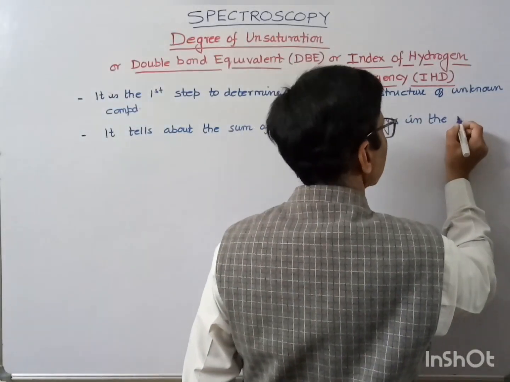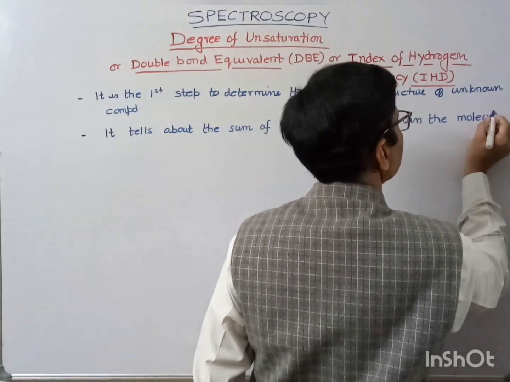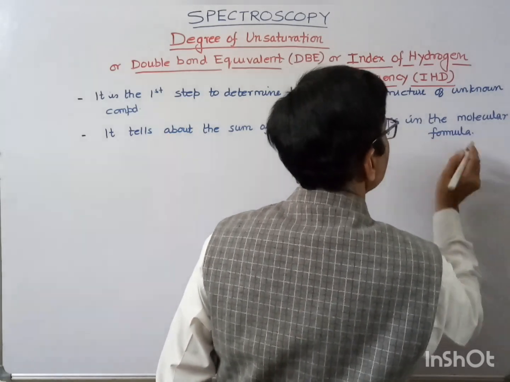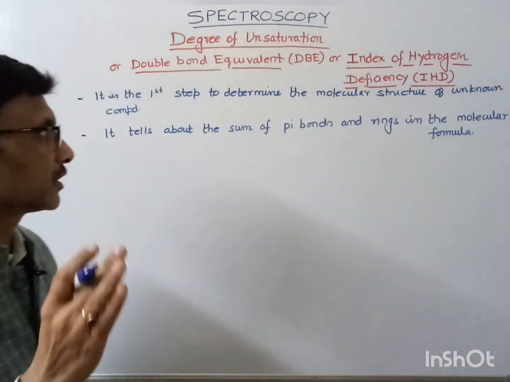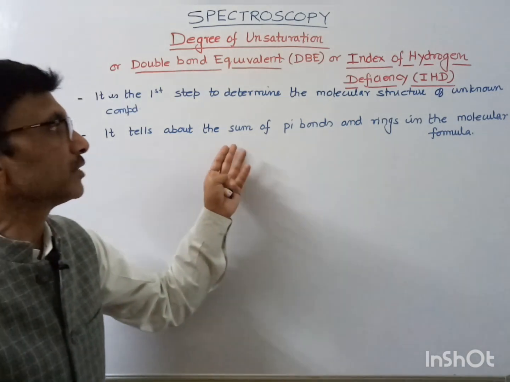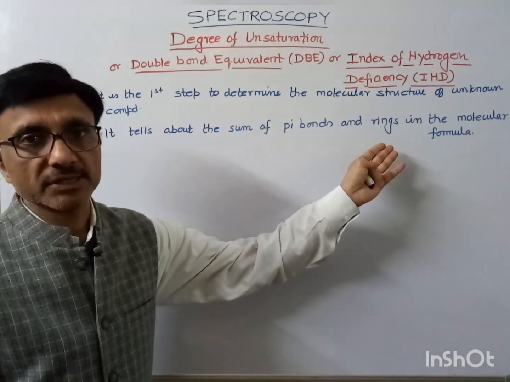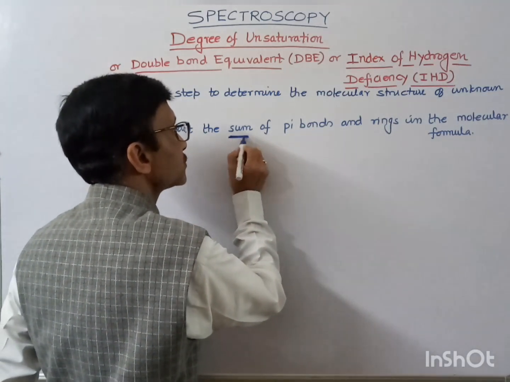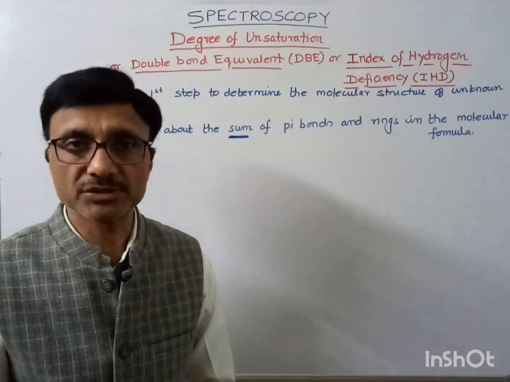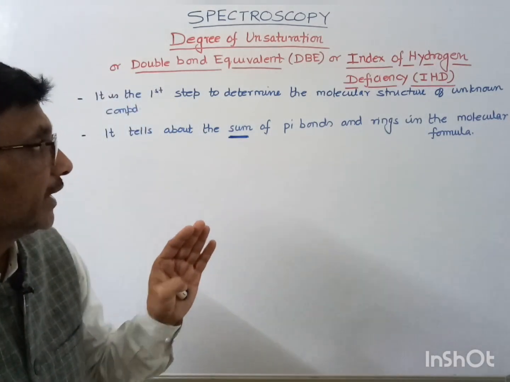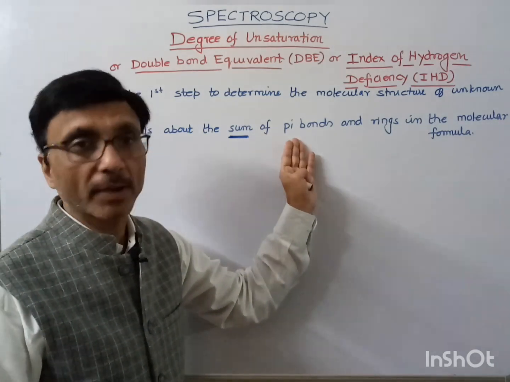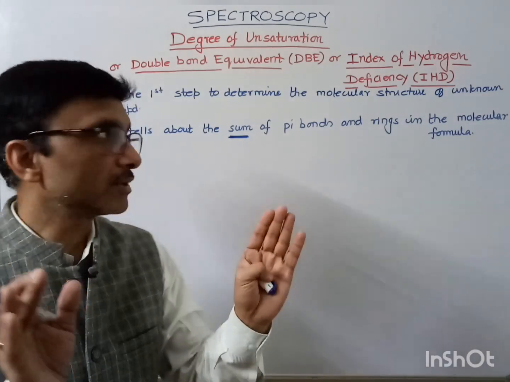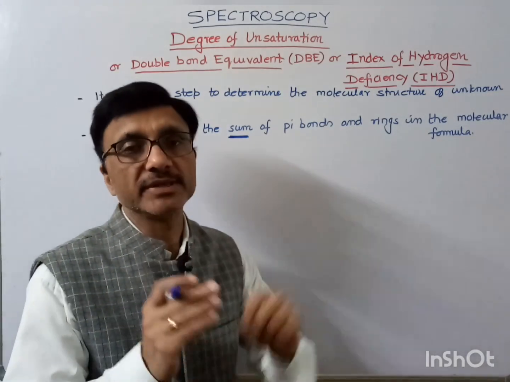If a molecular formula is given, then from the molecular formula it tells you how many pi bonds and rings are present, or the sum of pi bonds and rings. So this is the important one. It tells you the sum of pi bonds and rings in the structure. It does not give you the individual number of pi bonds or number of rings. It only gives you the sum.